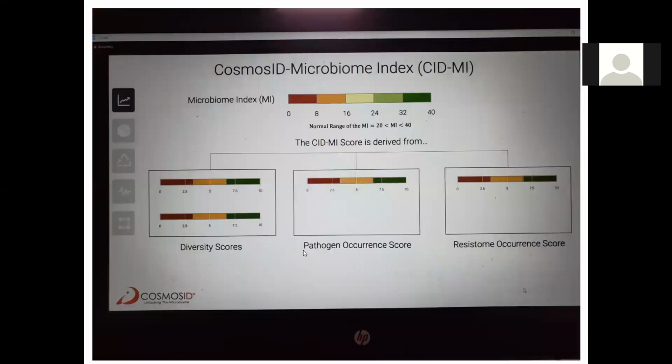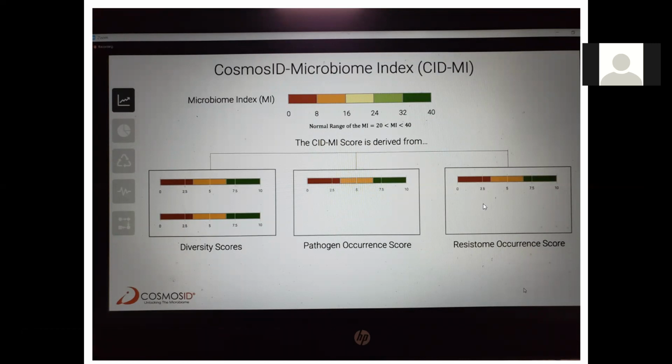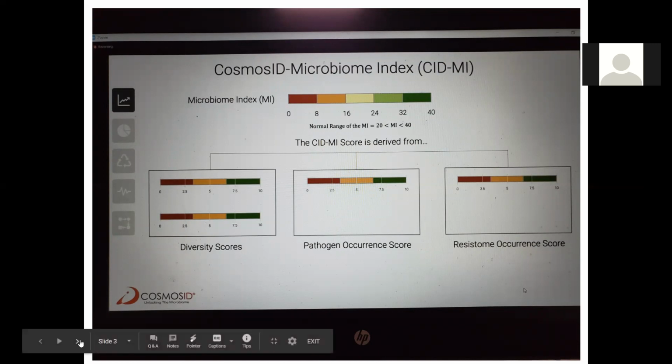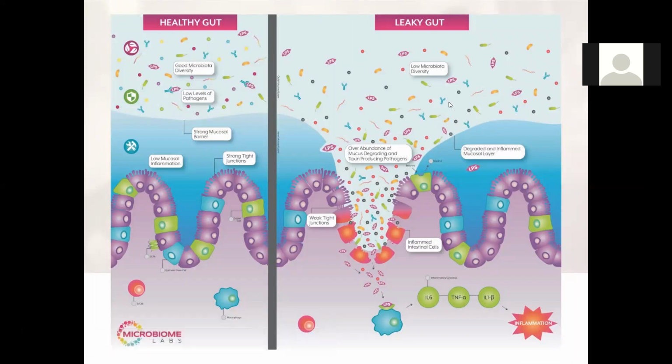And then you'll have a summary sheet that will give you an index. You'll be able to see if this person is in the red or orange zone because their alpha or beta diversity scores are in the red or orange zone, their pathogen occurrence is in the red or orange, and their resistome, or the resistant plasmids that they have that confer antibiotic resistance, is in the red or orange zones. Then you'll have the job of designing a protocol to correct those indicators.